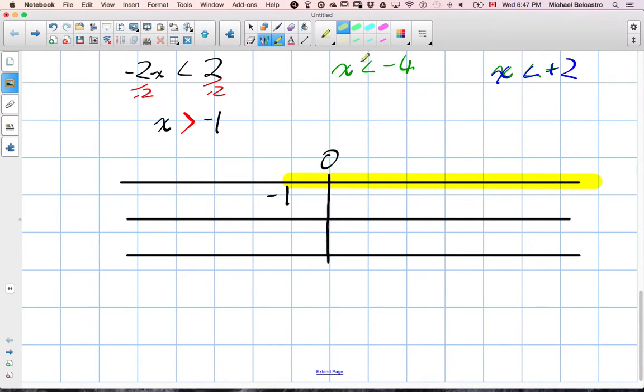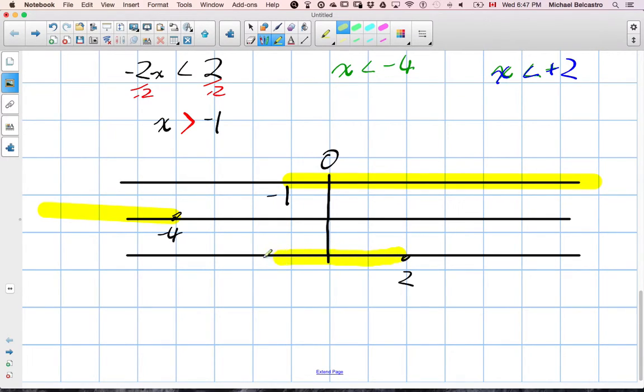In this one here, it says when x is less than negative 4, so negative 4 would be 2, 3, 4. Here's our negative 4. So they said when x is less than negative 4. And then the other one is when x is less than the value of 2. 2 would be 1, 2. We could say that's 2. When x is less than 2.